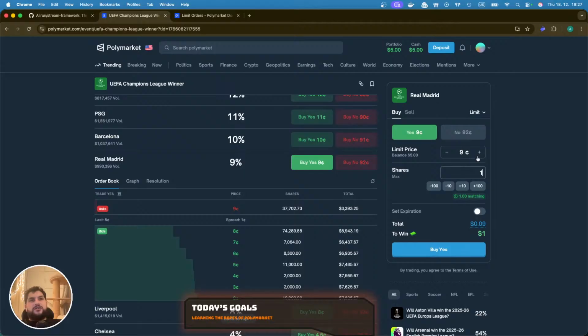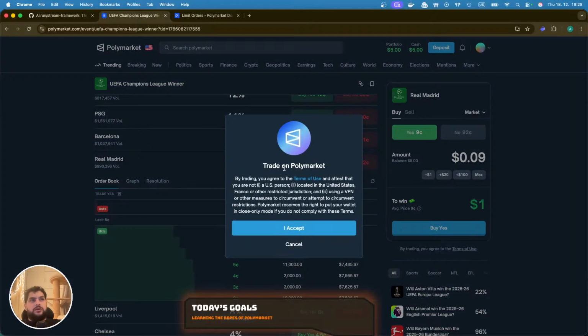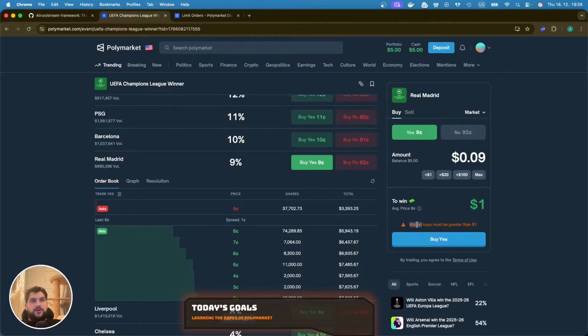So 1 share is possible at 9 cents, which means we only spent 9 cents basically for this trade. If we were about to open the same order at 0.09 here as a market order, I think it wouldn't allow us. Okay, we need to accept the permissions, the terms and conditions. Yeah, market buys must be greater than $1.